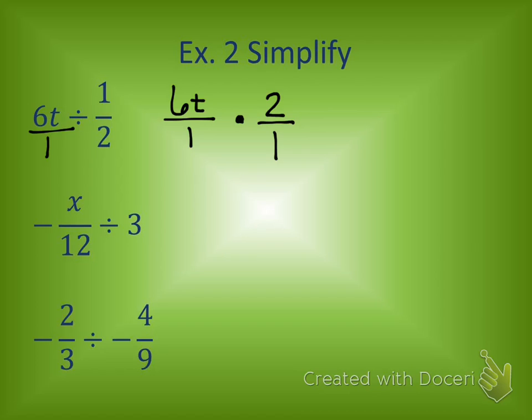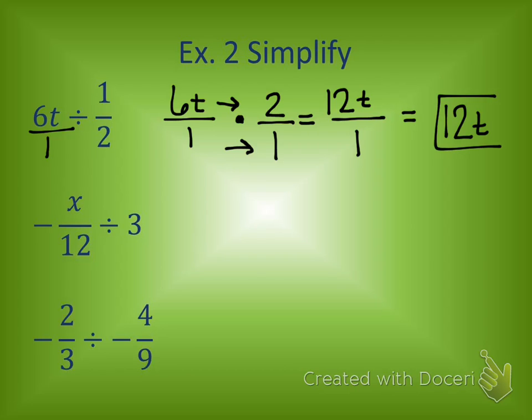Division to multiplication. Is there anything I can simplify before I multiply? Nope. So I just multiply straight across. 6t times 2 is 12t. 1 times 1 is 1. Okay? So my final answer is 12t.